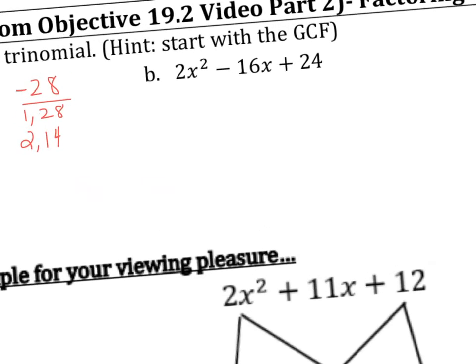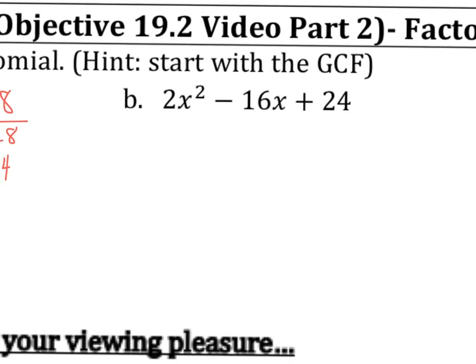There's no GCFs in any of our factors, so we are done with that one. Let's take a look at B. So once again, I'm going to look at all 3 terms and look for what they have in common, and this time I notice they have a 2 in common. So I'm going to factor that out. So I'm dividing each term by 2. I end up with x squared minus 8x plus 12. And then once again, I notice there's no number in front of that x squared, so I can factor it like I was doing in part 1.